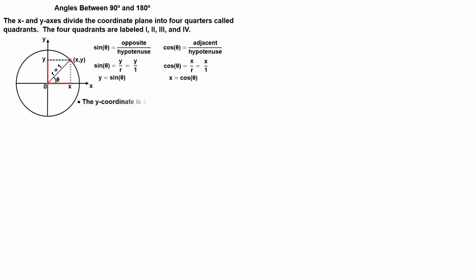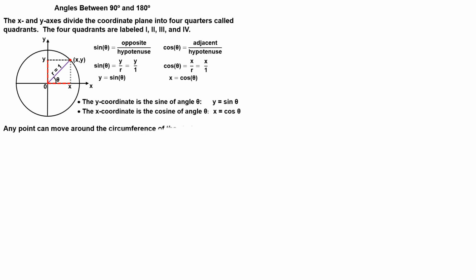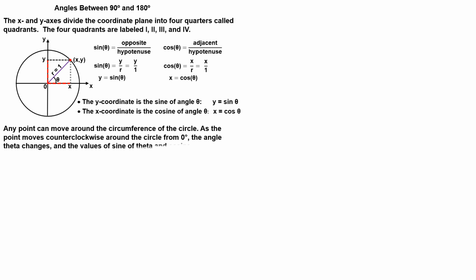The y coordinate is the sine of angle theta. The x coordinate is the cosine of angle theta. Any point can move around the circumference of the circle. As the point moves counterclockwise around the circle from 0 degrees, the angle theta changes, and the values of sine of theta and cosine of theta also change.